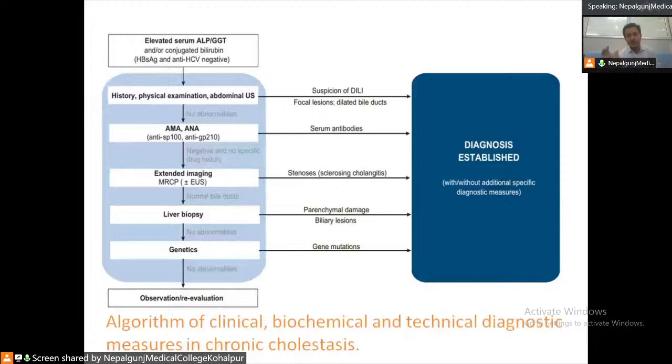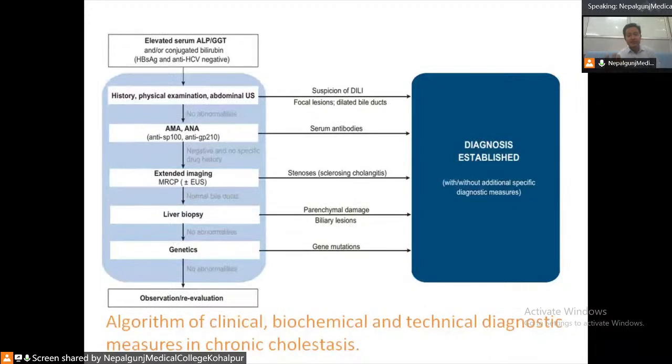So if the history suggests drug-induced liver injury, or the ultrasound shows intrahepatic bile duct dilatation, yes, there is obstructive jaundice. This is not your PBC. Otherwise, you go for the AMA and ANA. Most important is AMA. You can also go for ANA, and others are not that common.